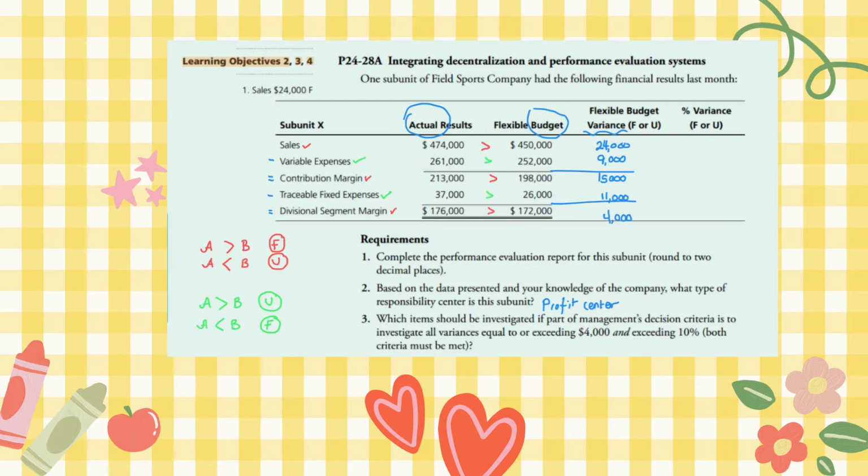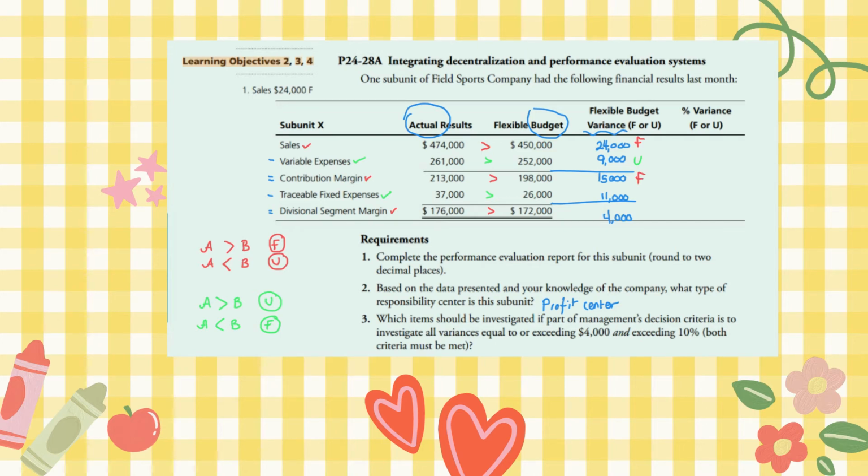So now for sales, I expected to get $450 but I got $474. I got more, so it's gonna be favorable variance. For variable expenses, I expected to pay $252 but I paid $261. I paid more, so it's gonna be unfavorable variance. For contribution margin, I expected to get $198. I got $213. I got more, so it's a favorable variance.